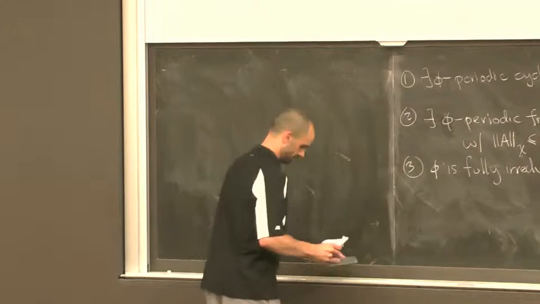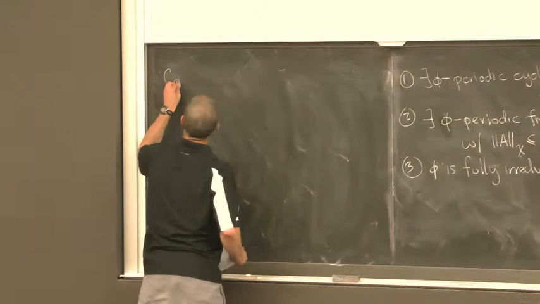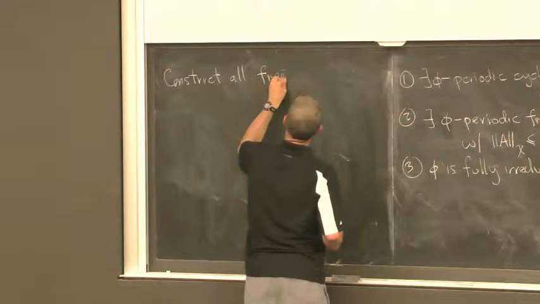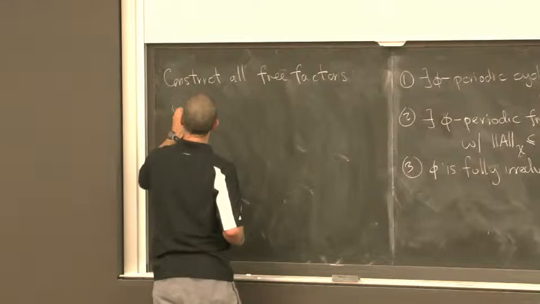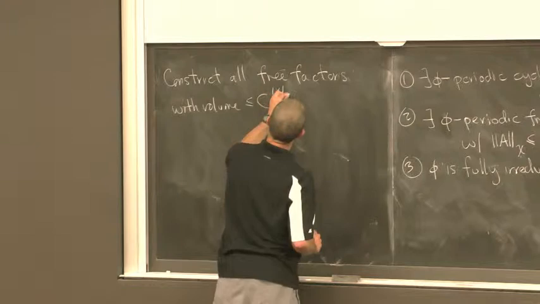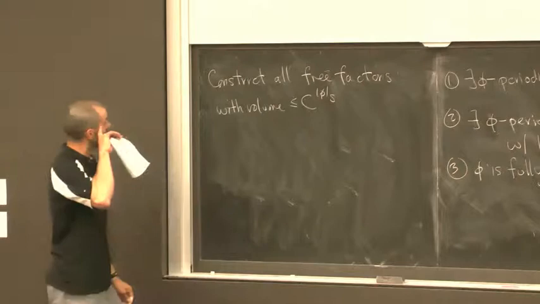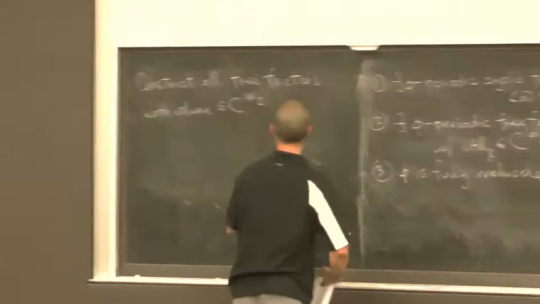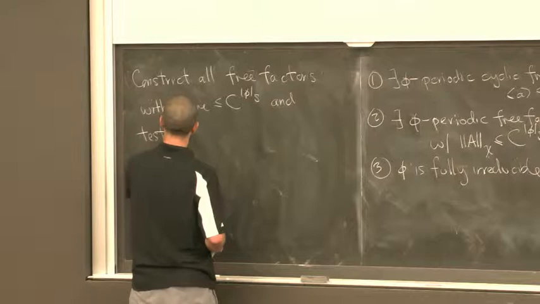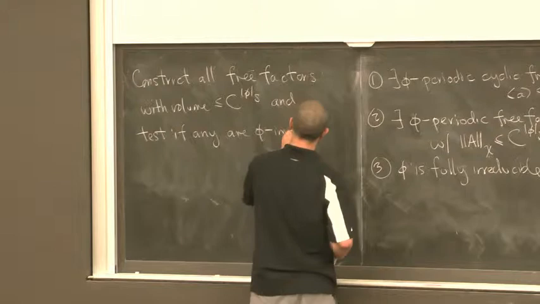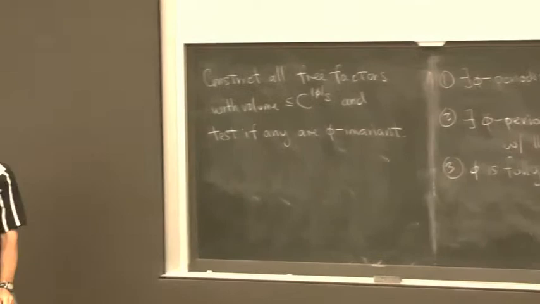And so now I construct all free factors with volume at most this number. I don't actually need the word length, I just need some bound on the word length. An automorphism, I just decompose it, and that will give an upper bound here. So I construct all of the free factors with this volume, and I just test them to see if they're phi invariant. It's easy to enumerate all free factors with that volume bound.